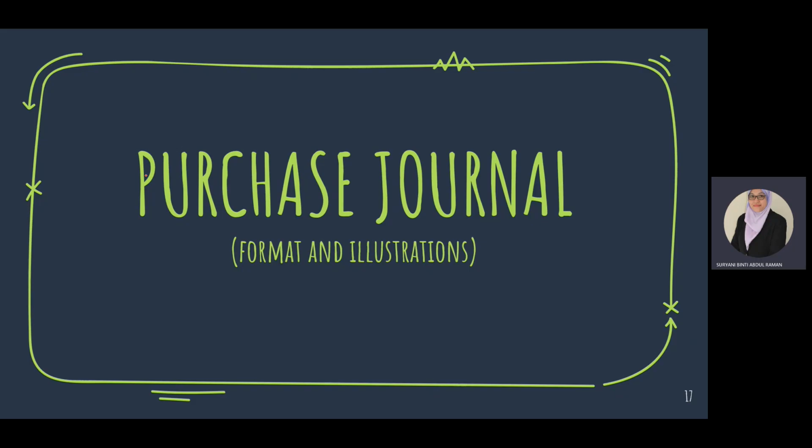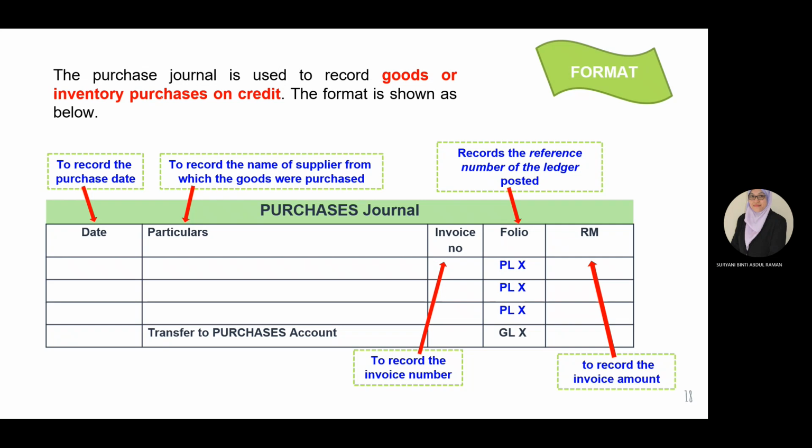We will start with the first journal, that is purchase journal. Recall what is the purpose of purchase journal. The purpose of purchase journal is to record goods or inventory purchased on credit. So this is the format. We will start the first column to record the purchase date, followed by the next column to record the particulars, followed by a column for invoice number, and then folio, and finally the value, which is expressed in terms of Ringgit Malaysia.